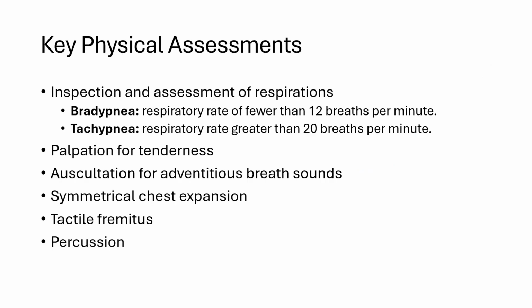So these are just some of our key physical assessments. The first thing you do is inspection and assessment of respirations. Bradypnea: respiratory rate fewer than 12 breaths per minute. Tachypnea: respiratory rate greater than 20 breaths per minute. Something I suggest is, if you're not very comfortable with your vital signs, make a list for yourself of normal vital signs when you go to clinical, and double check every one of your patients that you take vital signs on to see, are they within normal range? Is there a reason why they're not in normal range?